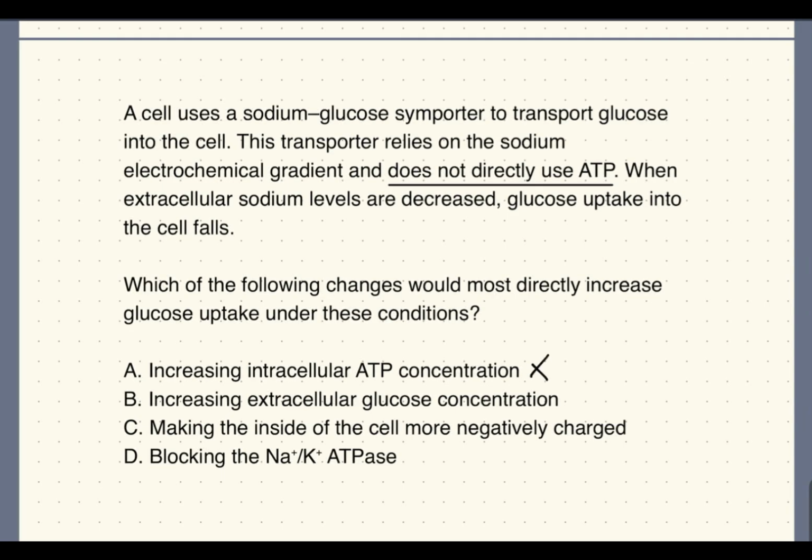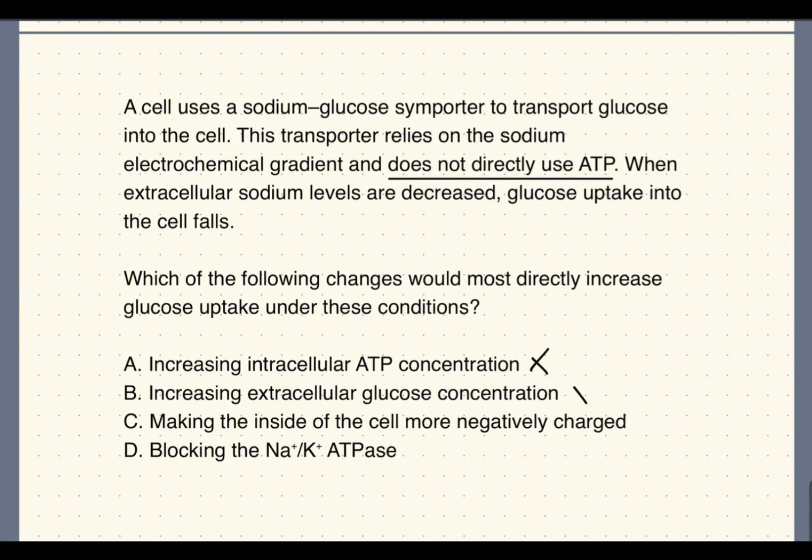B is wrong because more glucose does not matter if there's no driving force, which is created by sodium's electrochemical gradient. D is wrong because the sodium-potassium pump maintains the sodium gradient, and inhibiting it would collapse the gradient even more, making glucose uptake decrease further. And C is correct because it strengthens sodium's electrochemical gradient, particularly by increasing the membrane potential.